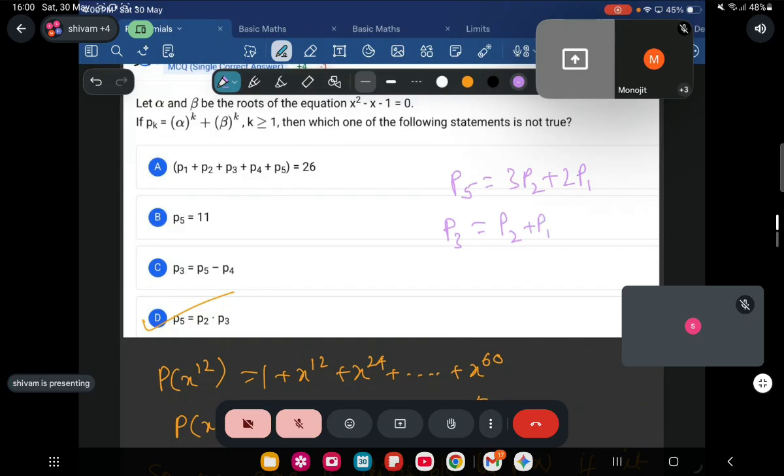After that, if option D is supposed to be true, then 3P2 plus 2P1 is equal to P2 into P2 plus P1. P2 plus P1 into P2, right? Yes, sir. That will give us P2 square plus P1 into P2. Now matching the coefficients on both sides, we get this impossible. What are you satisfying on both sides? Coefficients. Yes, sir. Why?